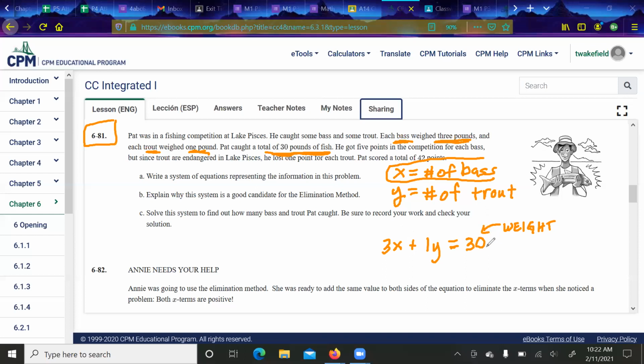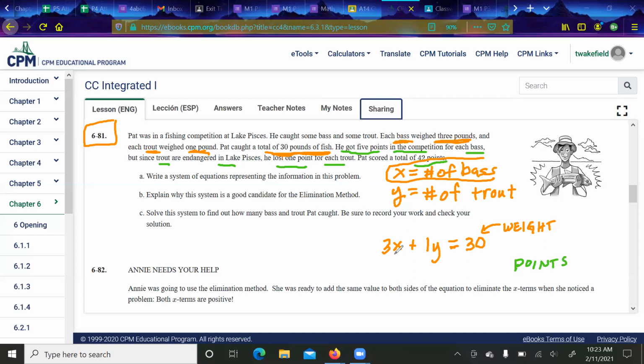Well, we need one more equation. Since there's 2 unknowns here, there's 2 variables, we need another equation. So we need to read the problem some more to get another equation. So let's go to, he got 5 points in the competition for each bass. But since trout are endangered in Lake Pisces, he loses a point for each trout he catches. So Pat's total score is 42 points. So we're going to make another equation, but this one for points.